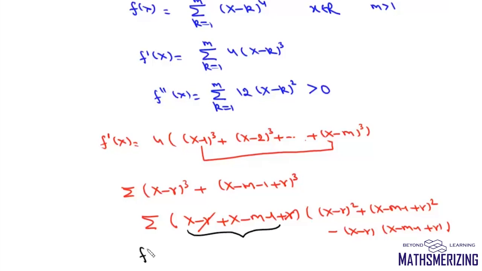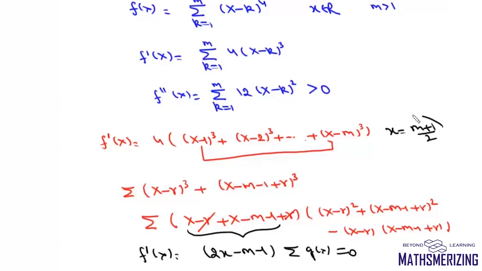So we'll get this f'(x) as (2x minus m minus 1) times some quadratic polynomial, say g(x). Now if we put it equal to 0, we'll get x equals (m plus 1) by 2. So this function will have a unique minimum, and the point of that minimum will be x equals (m plus 1) by 2.